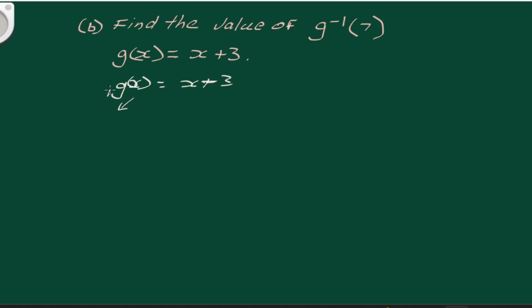As usual, I'm going to replace this part of the question with y. So y equals x plus 3. Now we're going to interchange x and y. After having interchanged x and y, we need to make y the subject of the formula. But as is my practice, I'm going to flip the equation, where I put the left-hand side on the right-hand side and the right-hand side on the left-hand side.